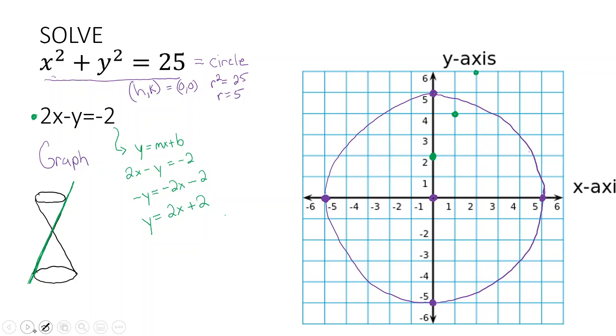If you don't know what I'm doing, let me spell it out for you. I start here, go over 1, up 2, over 1, up 2, over 1, up 2. And we could go the other direction. Back 1, down 2, back 1, down 2, back 1, down 2. Now, this just so happens that we see that there are solutions where it crosses. It's going to cross twice. It will cross the circle there and right there. So those are the two solutions.